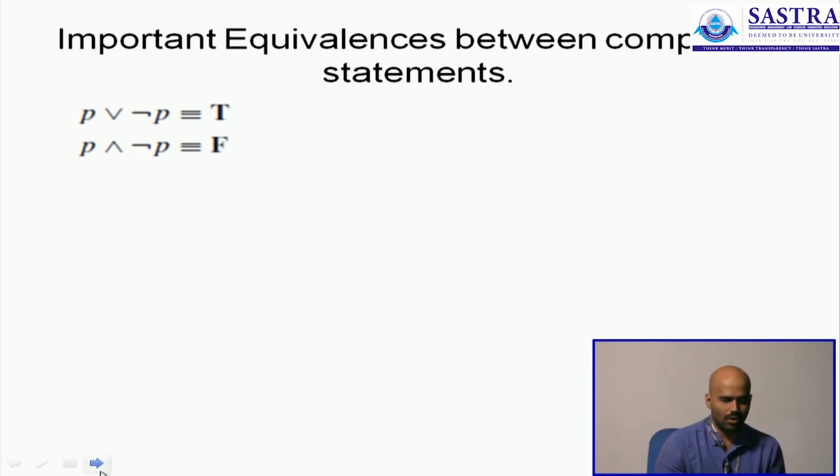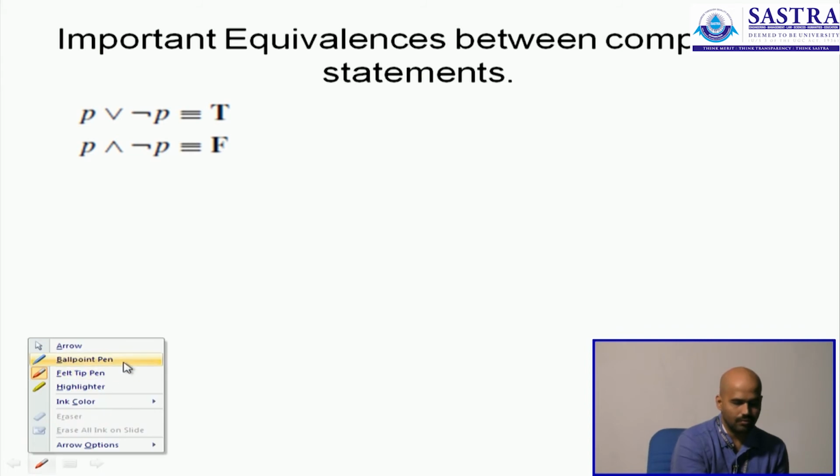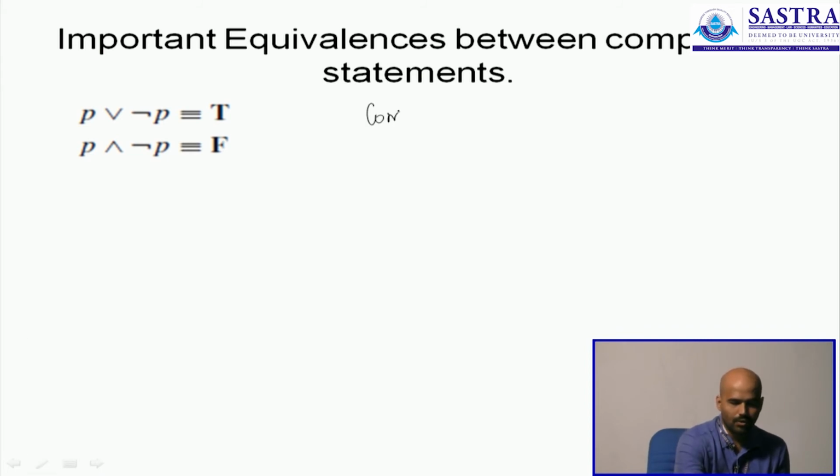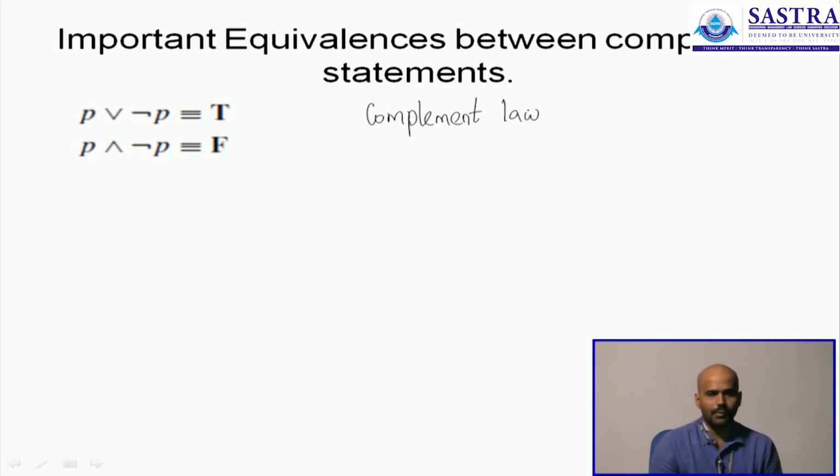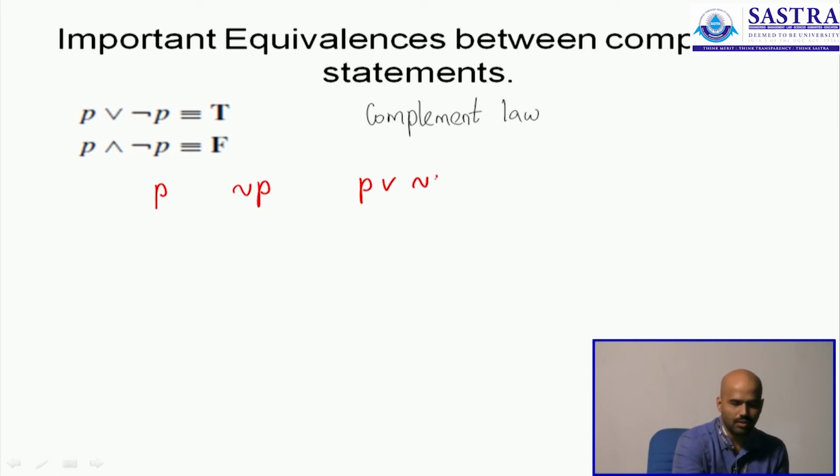And these are what you call the complement laws. What happens if you combine a statement and its complement? Complement as in its negated version. So what we are doing is, you have P, you have the negated version of P, and you are doing a disjunction between the two, and a conjunction between the two. Let's have a look at what happens.